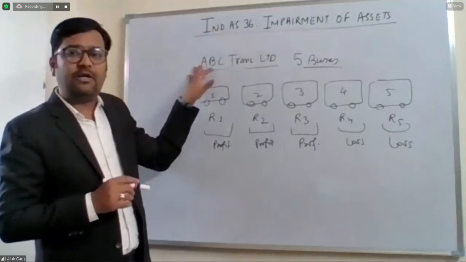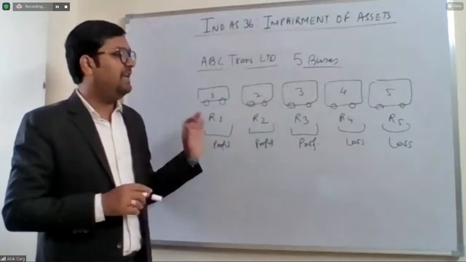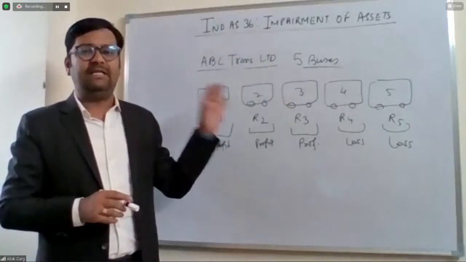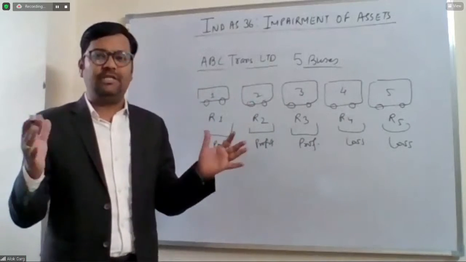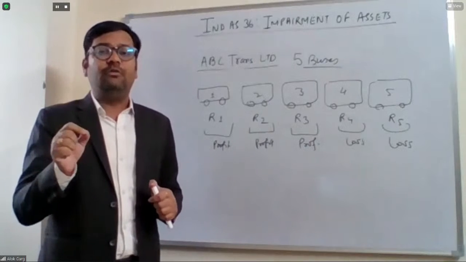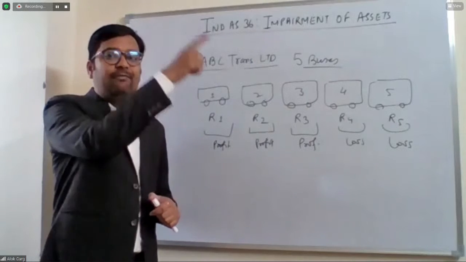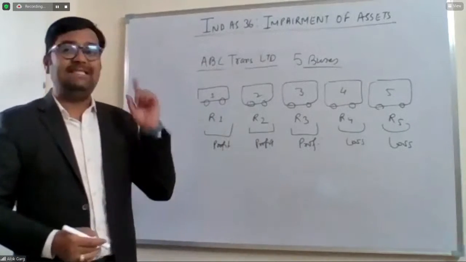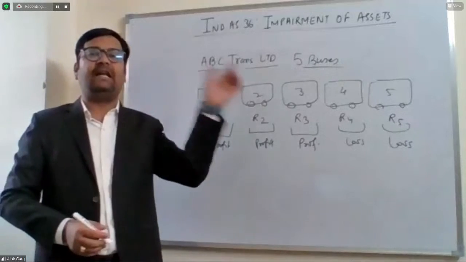So this is a transport company. It has 5 buses operating on 5 different routes. The government has given a license to run these 5 buses on these 5 routes, and has told you that you need to run your buses on all 5 routes together. If you cancel any route, I'll cancel your entire license.